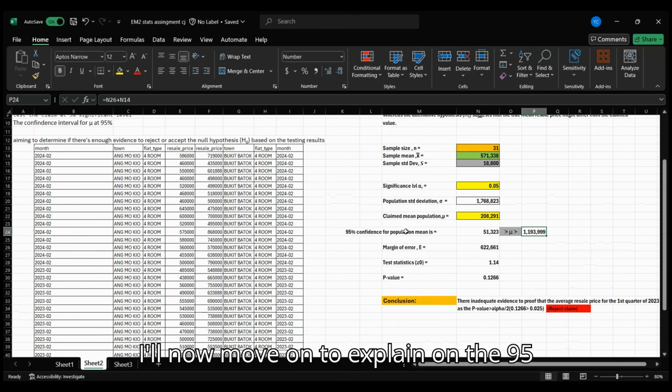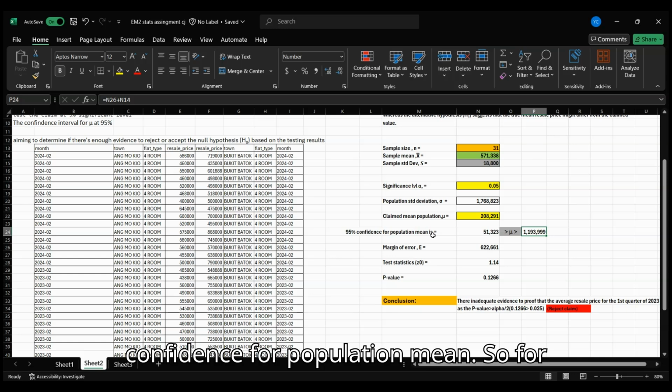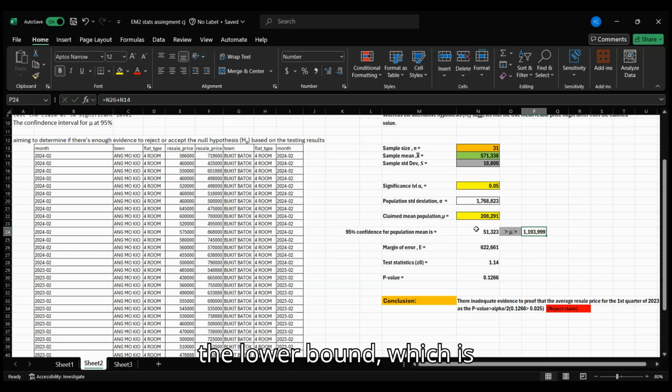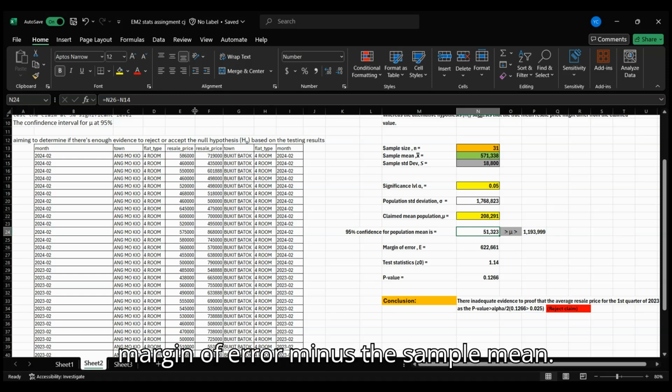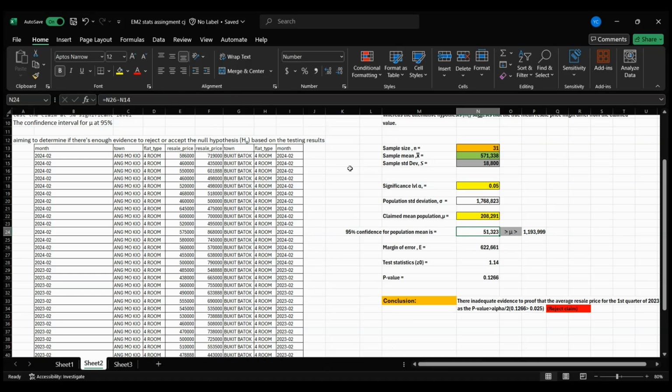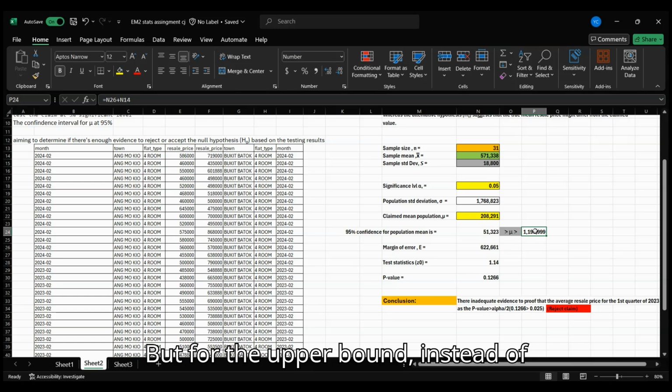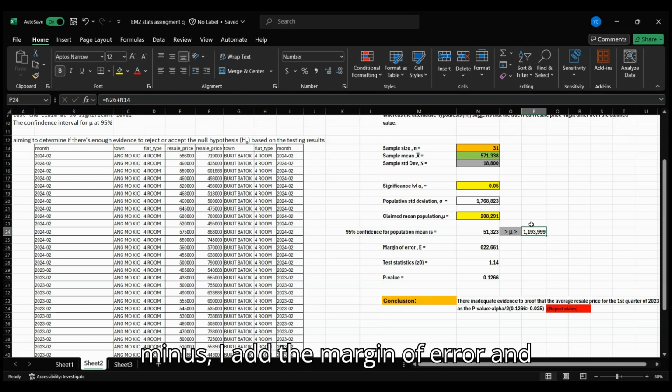I'll now move on to explain the 95% confidence interval for the population mean. For the lower bound, which is 51,323, I take the sample mean minus the margin of error. But for the upper bound, instead of minus, I will add the margin of error to the sample mean to find the upper bound value.